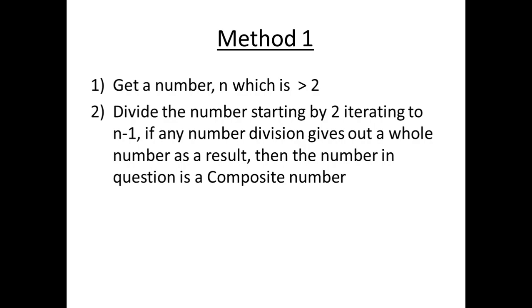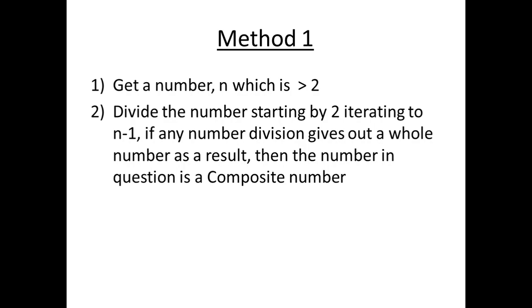So you get a number which is more than 2, then divide the number starting from 2. That is, the denominator is 2 to n minus 1. So the number is n. You start dividing the number from 2 and the divisor iterates to n minus 1. If any division gives a remainder of 0, then you have to stop immediately. Then you just say it's a composite number, that means it's not a prime number. So the divisor goes from 2 to n minus 1. The number is n.